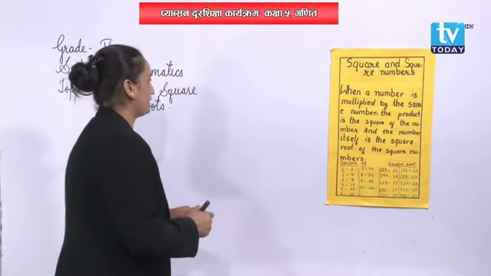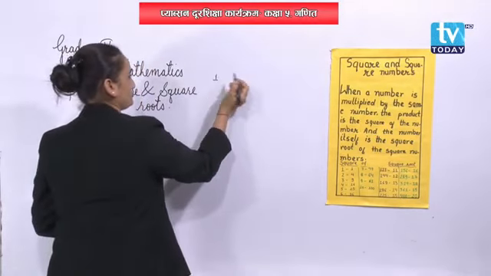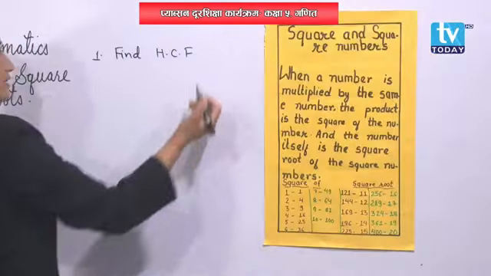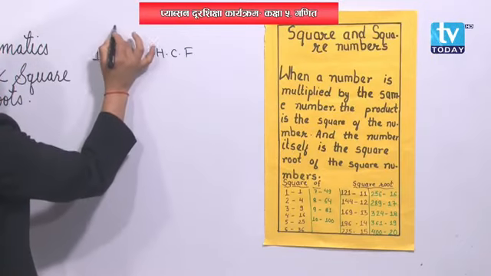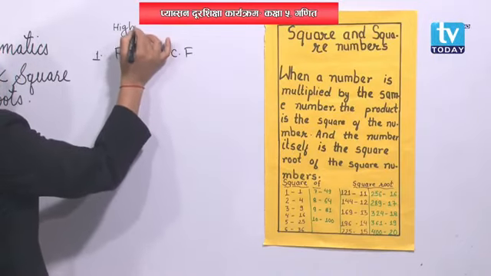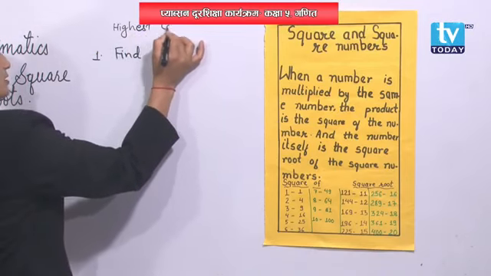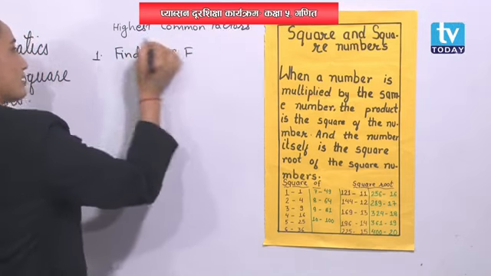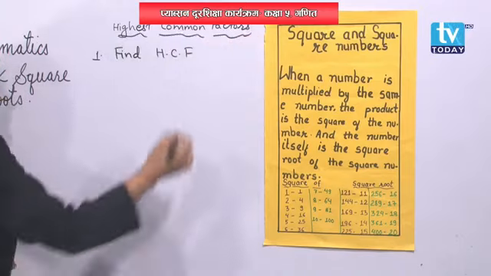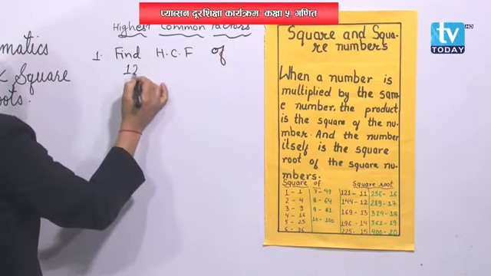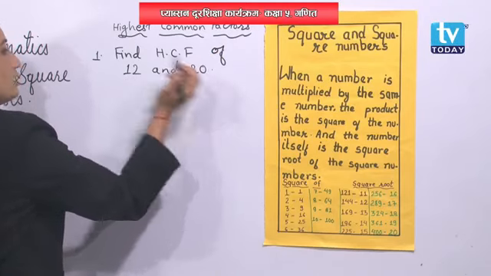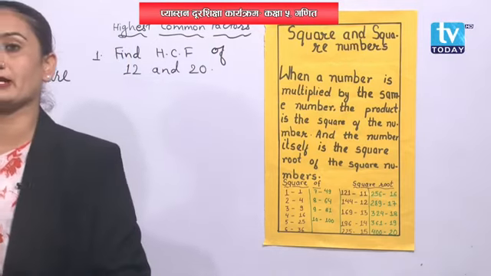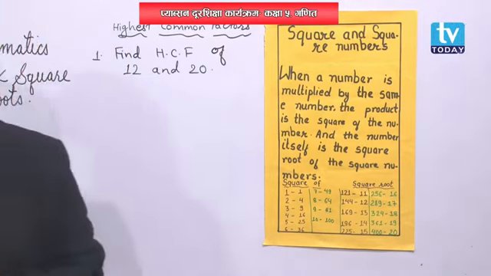So have a look over here. HCF means highest common factor, also you can write it. Highest common factors. So find the HCF of 12 and 20. Okay students, I have taught you this through the division method, right? Now let's have a look at the division method once again.